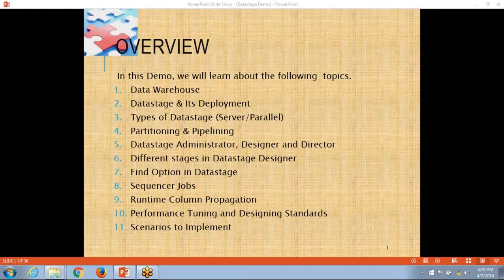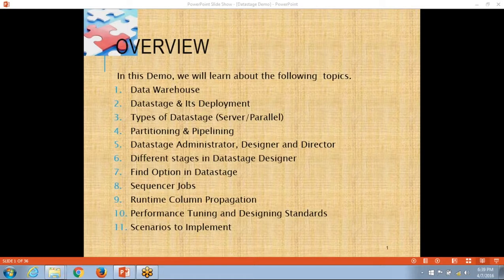And thereafter we'll go with DataStage Administrator. Until the partitioning and pipelining concepts, we may be using PPTs because I don't want to miss any topic that is important for giving you training on that. So we'll be going through the PPTs.